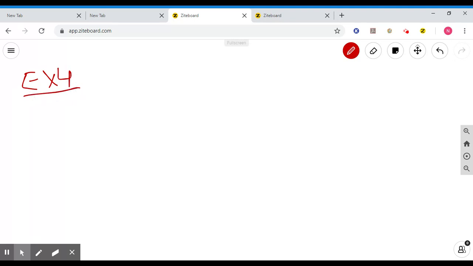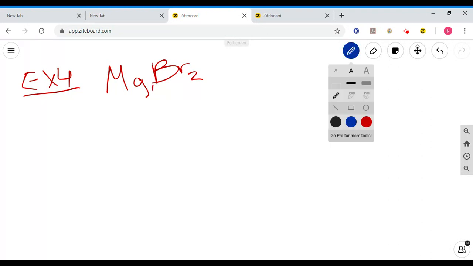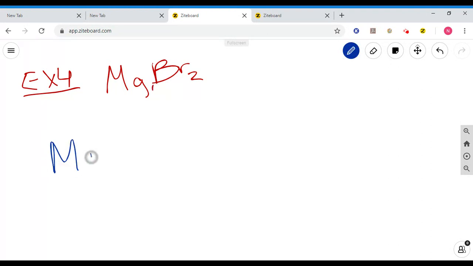We have magnesium bromide. How many magnesiums should you have drawn? Well, based on the subscript of 1, you should have drawn 1 magnesium. It is in group number 2, so it has 2 valence electrons. According to the subscript, you should have drawn how many bromines? 2.